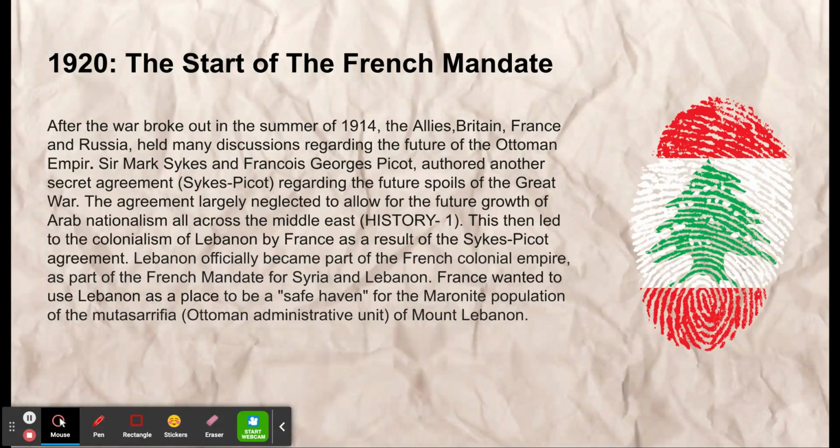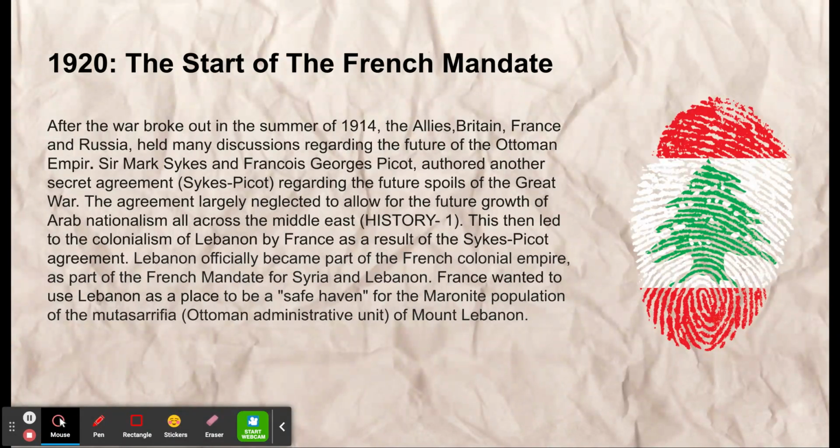1920, the start of the French Mandate. After the war broke out in the summer of 1914, the Allies, Britain, France, and Russia, held many discussions regarding the future of the Ottoman Empire. Sir Mark Sykes and Francois Georges Picot authored another secret agreement regarding the future spoils of the Great War. The agreement largely neglected to allow for the future growth of Arab nationalism all across the Middle East.